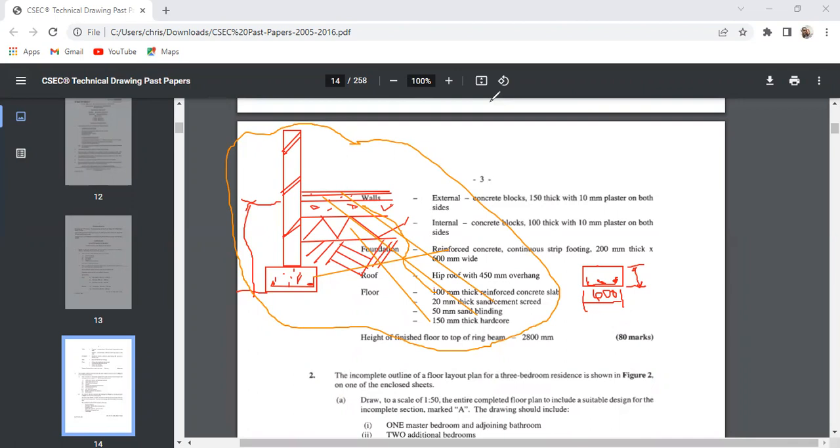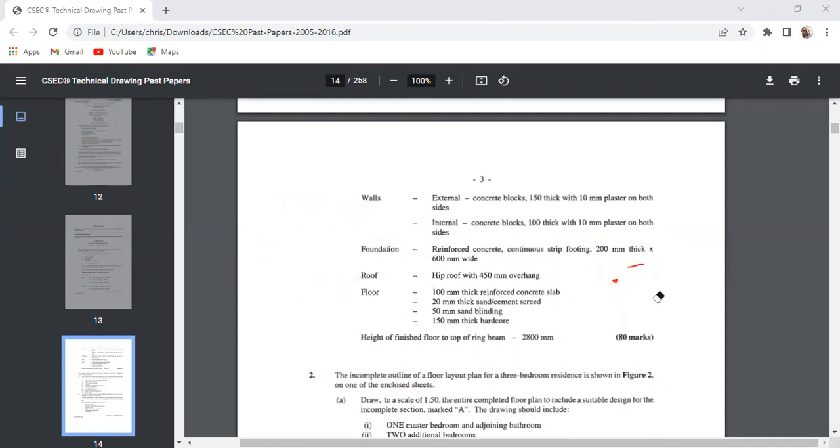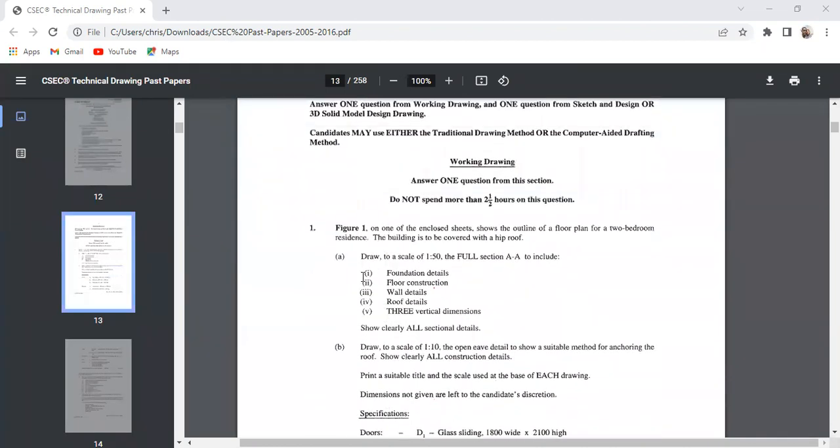The second part of this is that we draw a full section, which means that we need to cut through the entire building. And we need to show the foundation detail. So that was the foundation detail, along with the floor detail, wall detail, and the roof detail. The roof detail now would encompass the eave and the ridge detail.